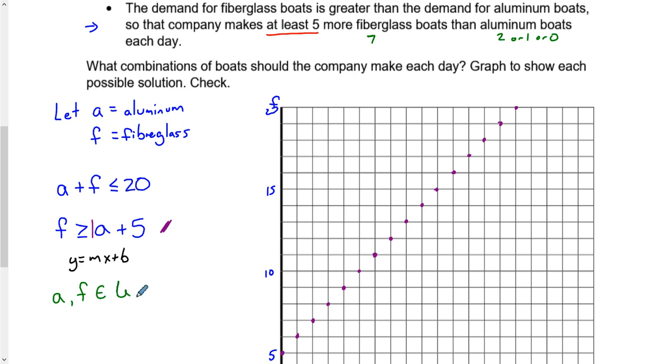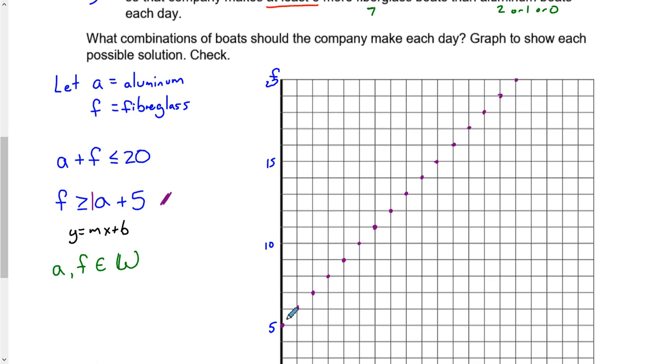Which means the A and the F can only be part of the whole numbers. You can't have negative boats made. You also can't have 1.5 boats made. Half a boat is not a boat, which means our graphing here is just going to be the dots. And that's all that's going to be. That's all that we can do.